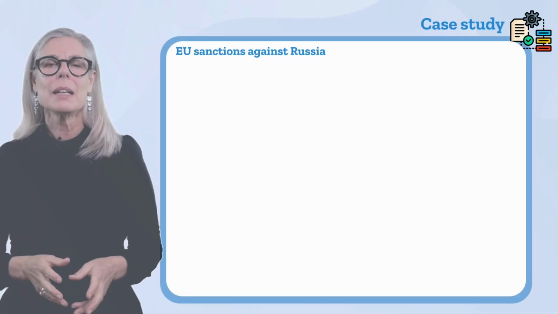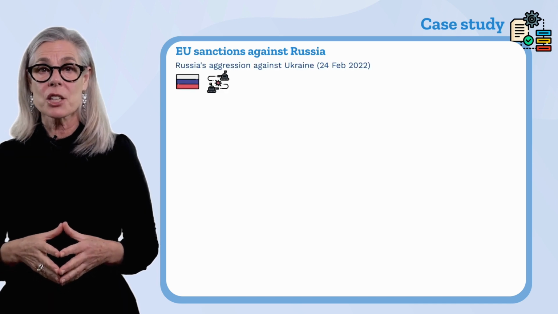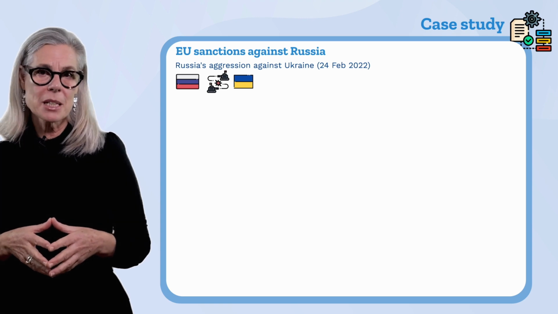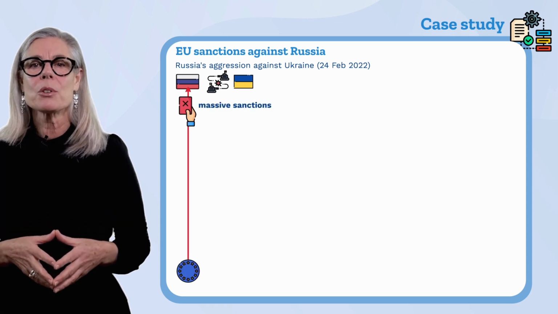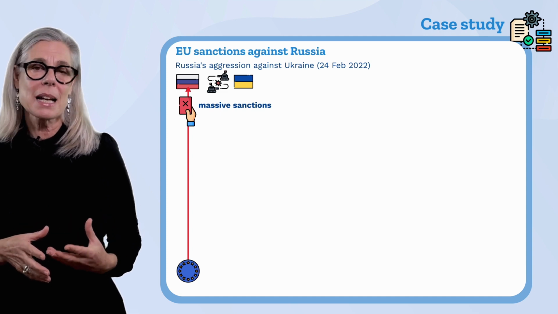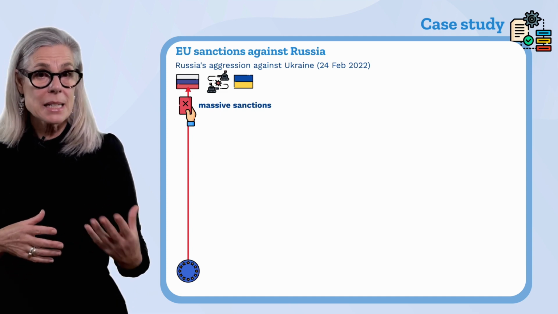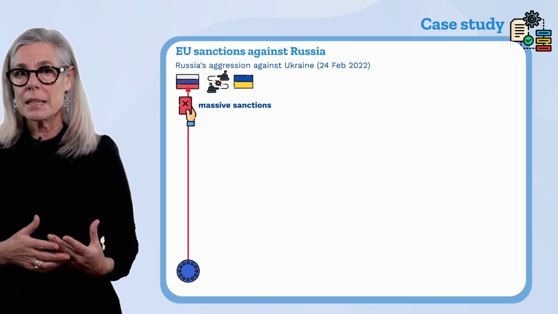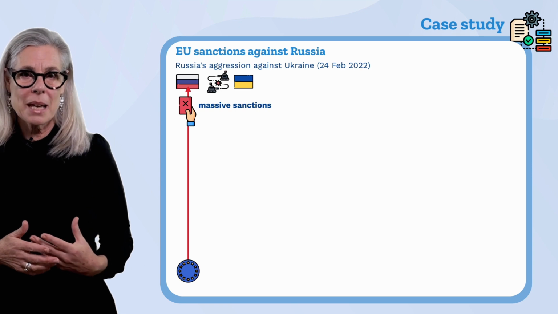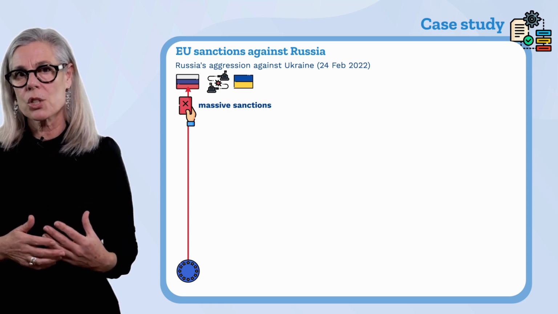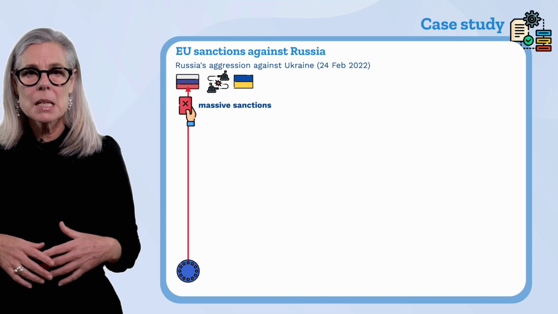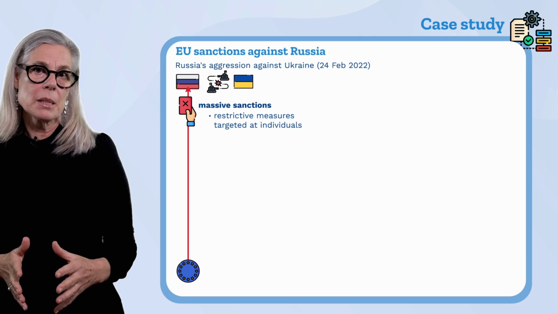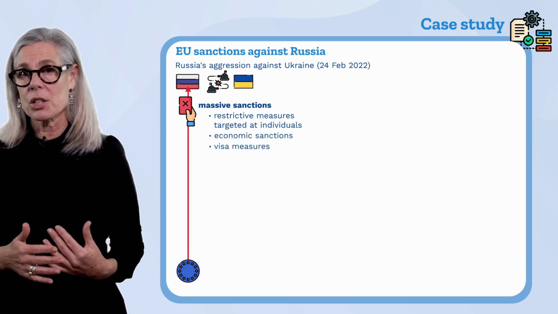Case study. In response to Russia's war of aggression against Ukraine, which began on the 24th of February 2022, the EU has imposed massive and unprecedented sanctions against Russia. They supplemented existing measures already imposed on Russia since 2014 after its annexation of Crimea and the non-implementation of the so-called Minsk agreements. The sanctions include restrictive measures targeted at individuals, economic sanctions, and visa measures.